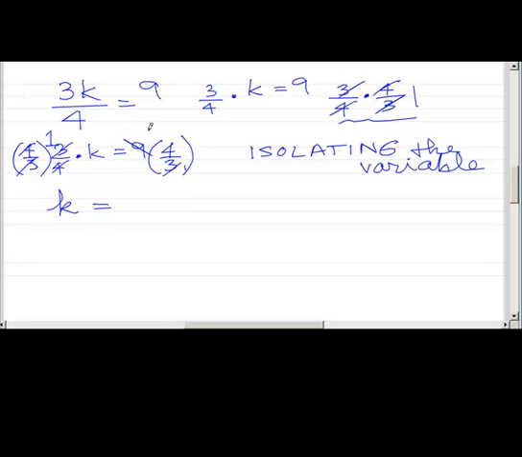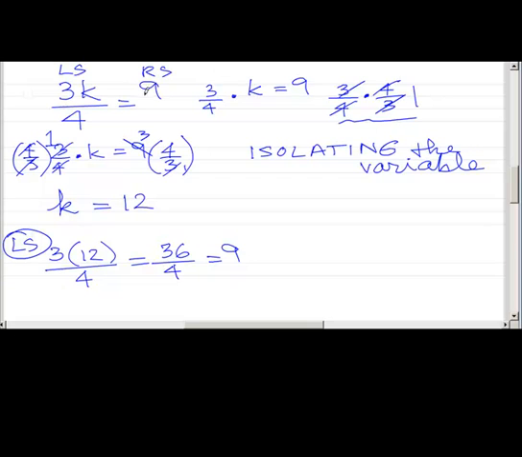Actually, we have some simplification here. 3 times 4 equals 12. And of course, you should check your values. So let's put in 3 times 12 divided by 4 is equal to, let's just check that out. 12 times 3 is 36, divided by 4 equals 9. So this is my left side that I'm checking here. And I can see that the right side of my equation is equal to 9. So we're good.